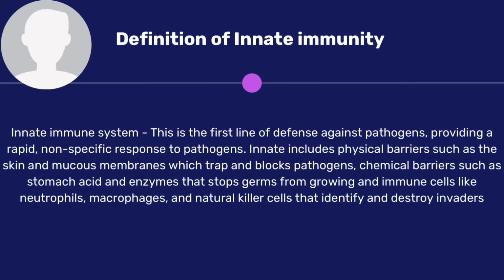Innate immune system. This is the first line of defense against pathogens, providing a rapid, non-specific response. Innate immunity includes physical barriers such as the skin and mucous membranes, which trap and block pathogens, chemical barriers such as stomach acid and enzymes that stop germs from growing, and cells like neutrophils, macrophages, and natural killer cells that identify and destroy invaders.